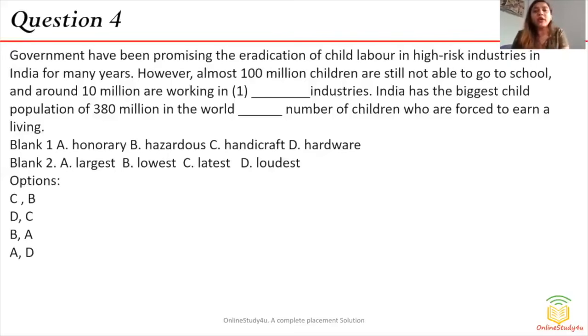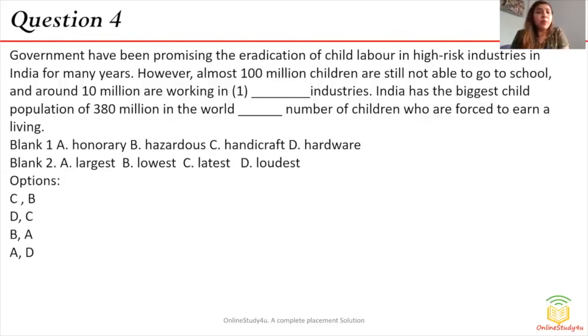Now, if you look at honorary, handicraft and handwear, that does not make sense. What makes sense is hazardous, right? So governments have been promising the eradication of child labor in high risk industries in India for many years. However, almost 100 million children are not able to go to school, and around 10 million are working in hazardous industries, in industries that have high risk.